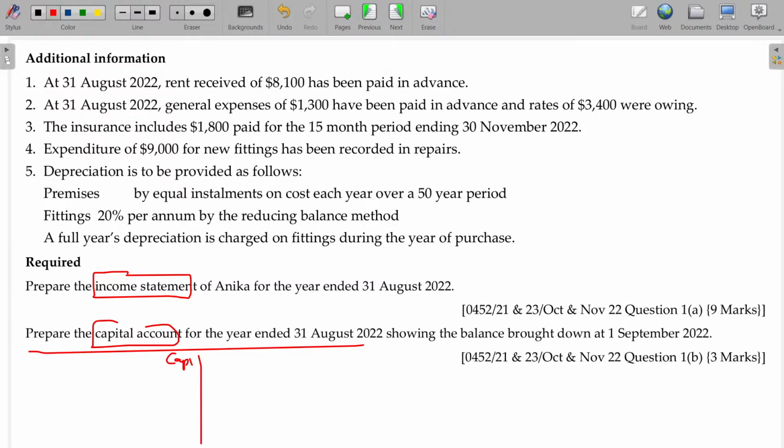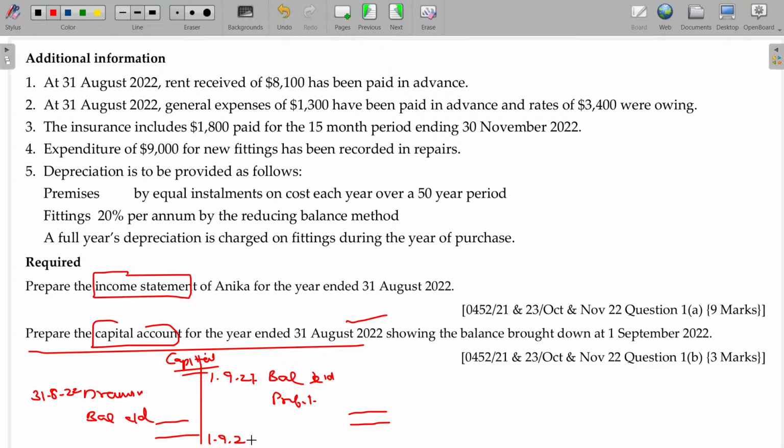So capital account. In the year beginning, 1st September 21, balance brought on. Profit, if any, will be addable. Drawings, if any, will be subtracted. The year end being 31st August 22. And finally, the value what you get is the balance carried on. This carried on will be written the other side as balance brought down. Here, this is the format. Now, what information is going to be incorporated here?